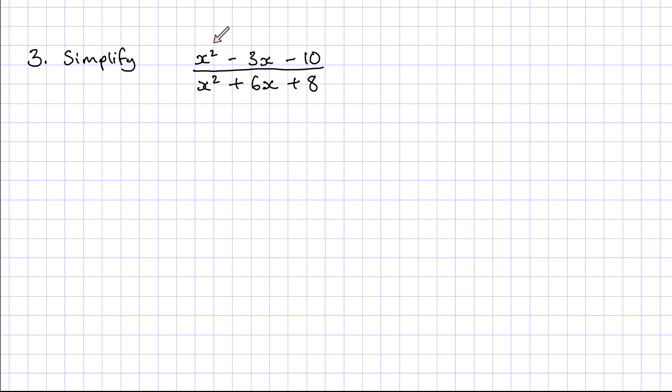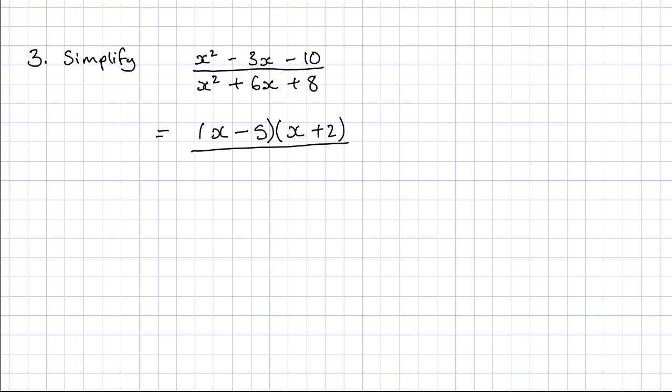Now in this next question, I have a quadratic expression. So I've got x squared minus 3x minus 10, and another quadratic expression, x squared plus 6x plus 8. Now I know how to factorize these, so I'm going to go ahead and do that. For x squared minus 3x minus 10, I need to look for two numbers that multiply to give me minus 10 and add up to give me minus 3. Now those two numbers will be minus 5 and plus 2. So the brackets I'm going to have are x minus 5 and x plus 2.